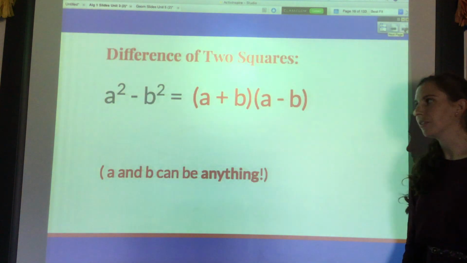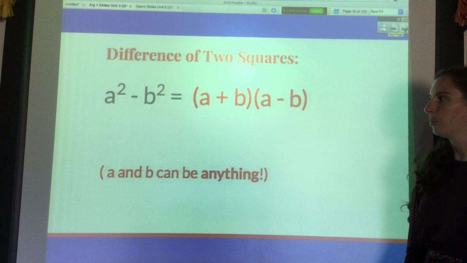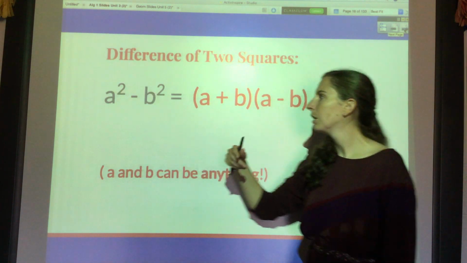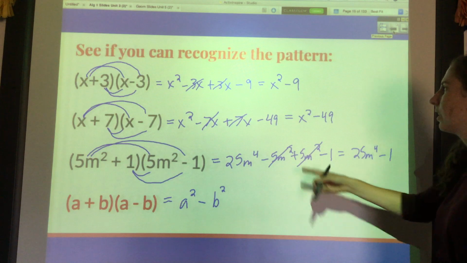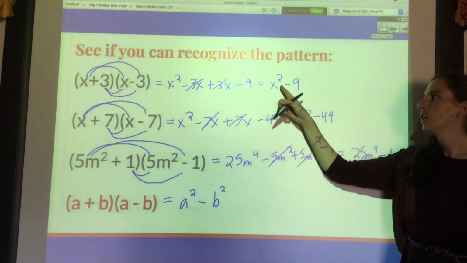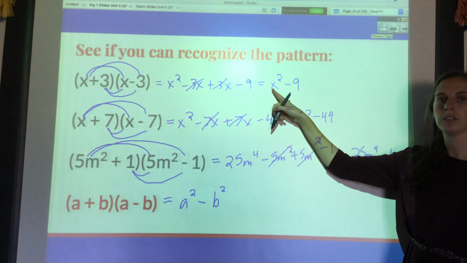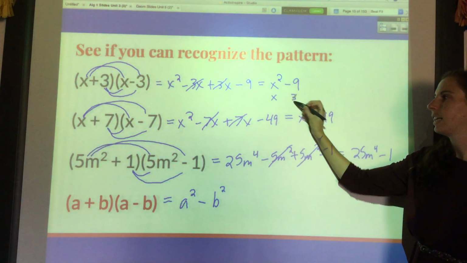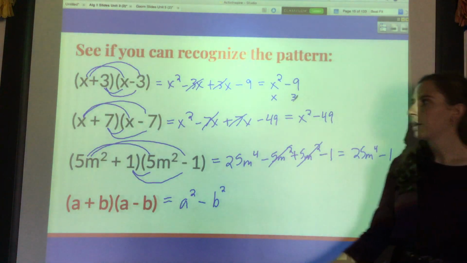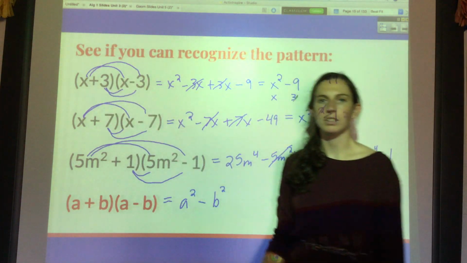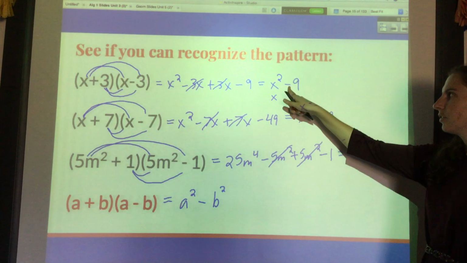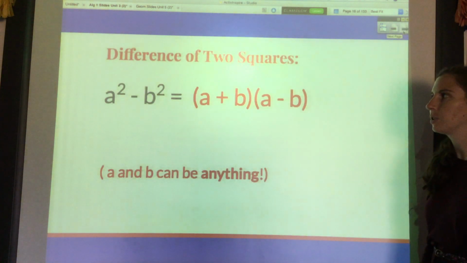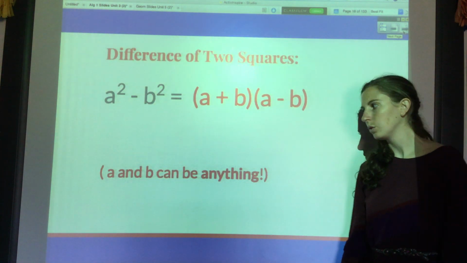We call this the difference of two squares because it is the difference of two perfect squares. For example, see how these are perfect squares? Like I could square root x squared, it would just be x, and I could square root 9, it would just be 3. And that's basically my factors, x plus 3, x minus 3. So again, it's the difference of two squares. So sometimes you'll hear it called the difference of squares, the difference of two squares.